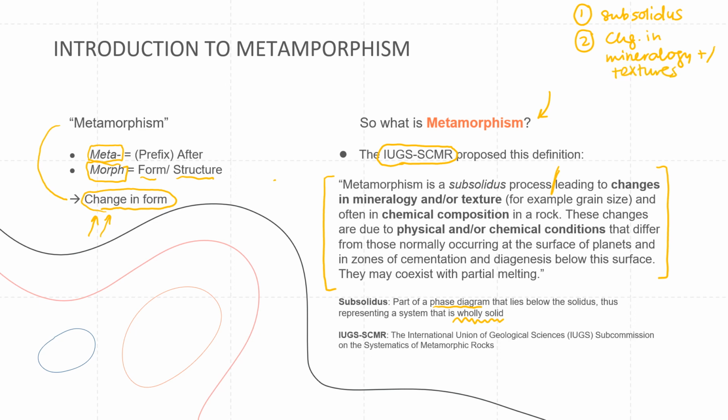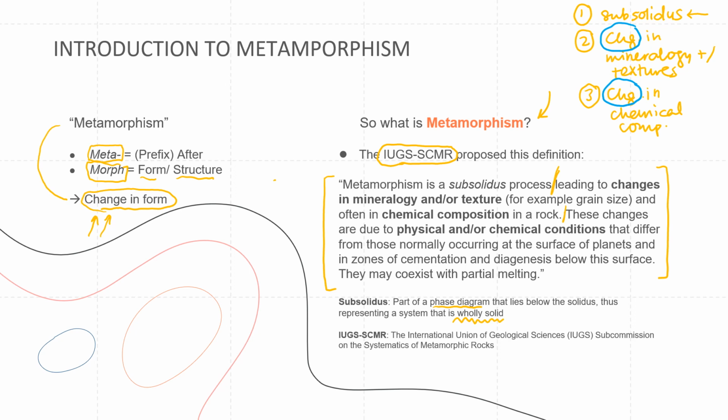And we also have change in chemical composition in a rock. So we have three things now. So we have that it's a process that happens in a system that's wholly solid. And we have two changes mentioned already. So we have change in mineralogy and texture and change in the chemical composition.